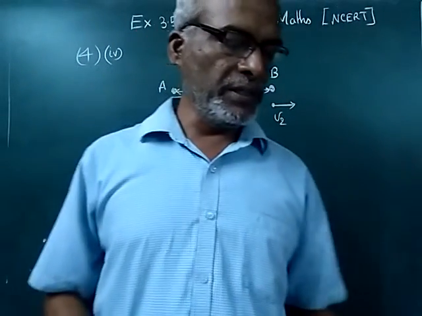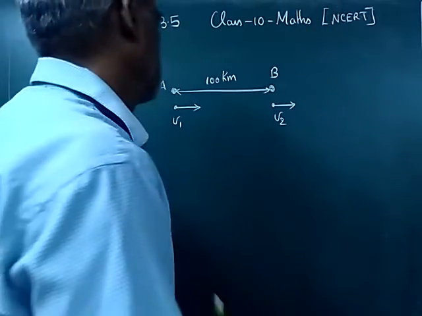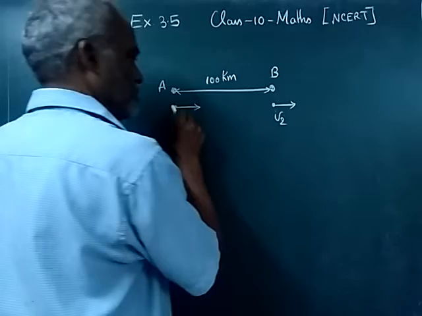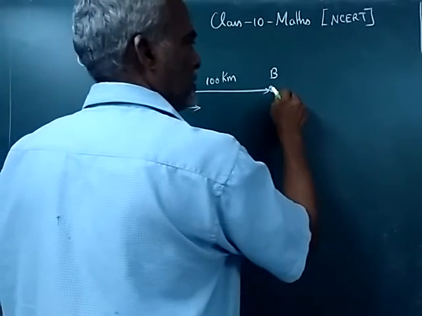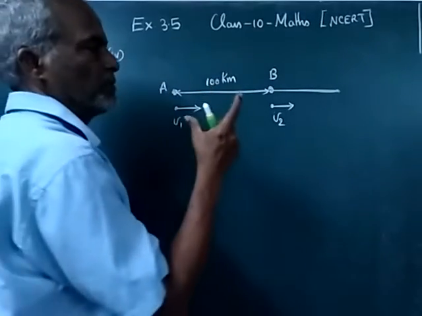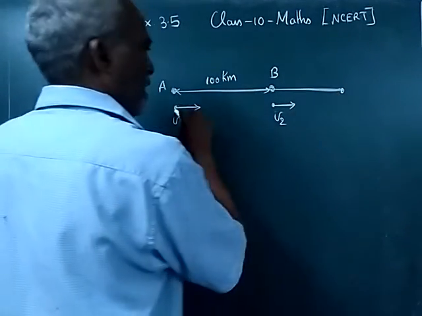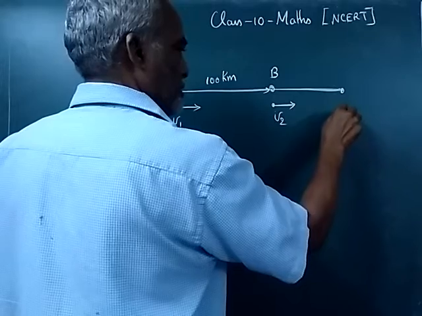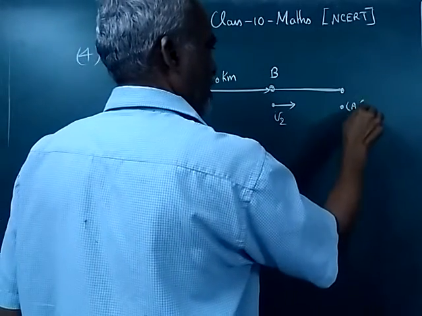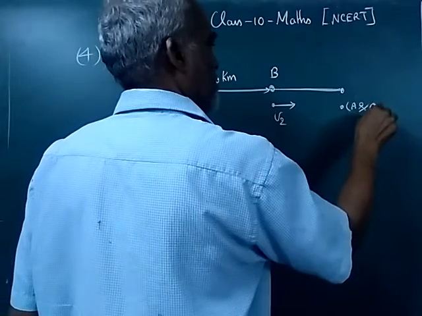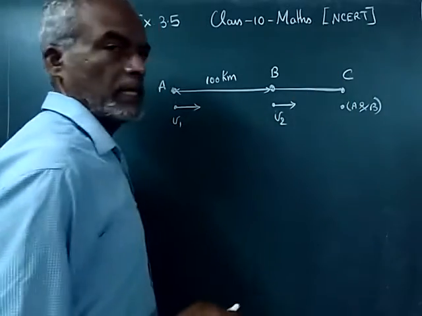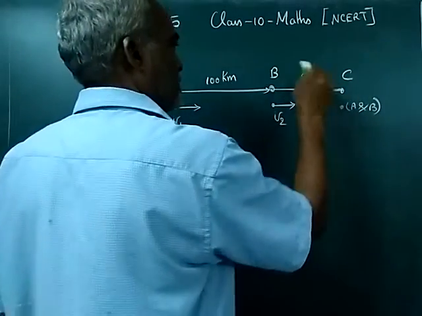They meet in 5 hours. That means the moment they start, this is moving this side, this is also moving this side, and after traveling some distance, the duration is 5 hours. Car A and car B are meeting at this point. But we do not know the distance. I am calling this point as C, and this distance as x.